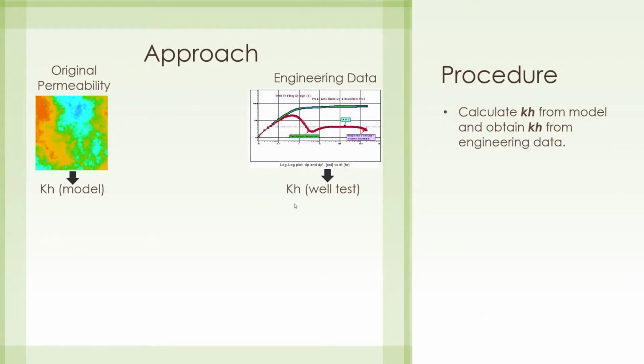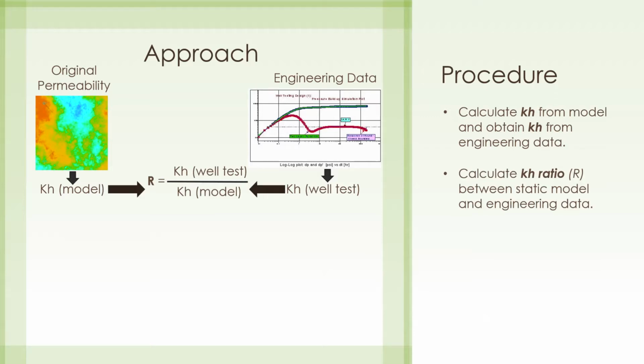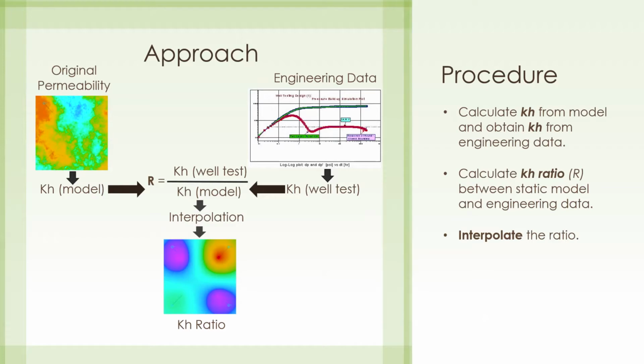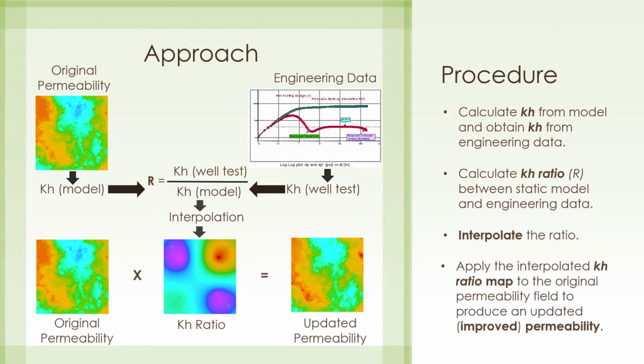The procedure of CONNECT-PermMatch is as follows. First, it calculates the flow capacity, kH, around the selected wells from the static model. This is done automatically by the plugin. Then, it combines the flow capacity from the static model with the flow capacity from engineering data, which is provided by the user, in order to calculate a flow capacity ratio, or kH ratio. This kH ratio is then interpolated throughout the reservoir grid, and multiplied by the original permeability field in order to obtain an updated permeability field.